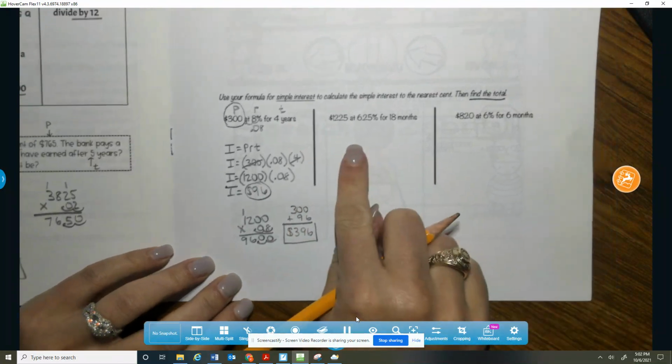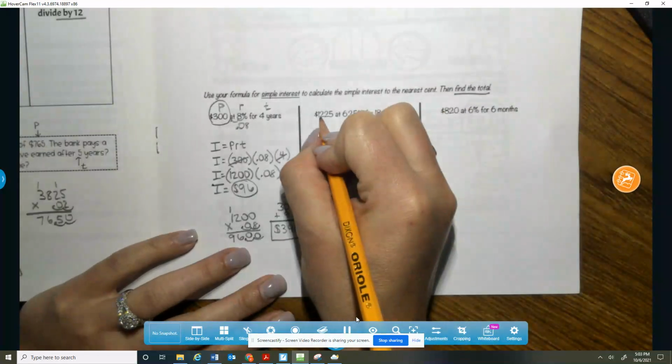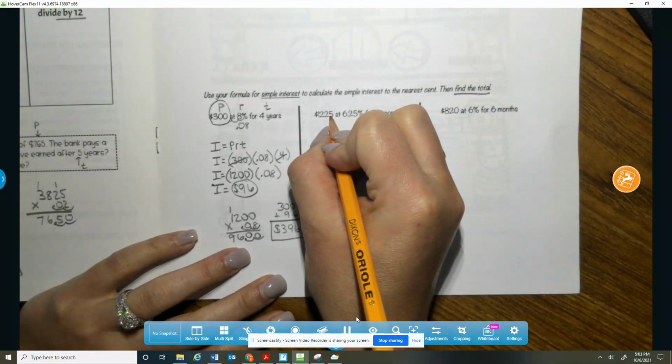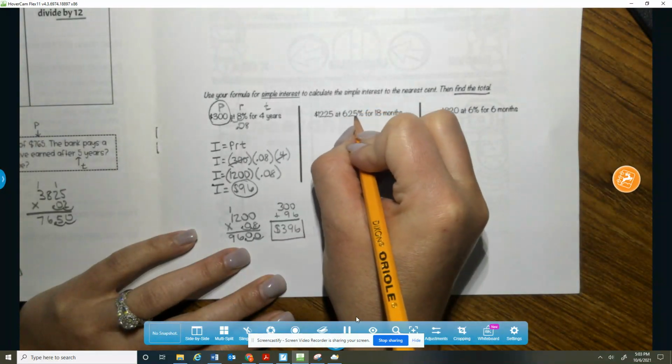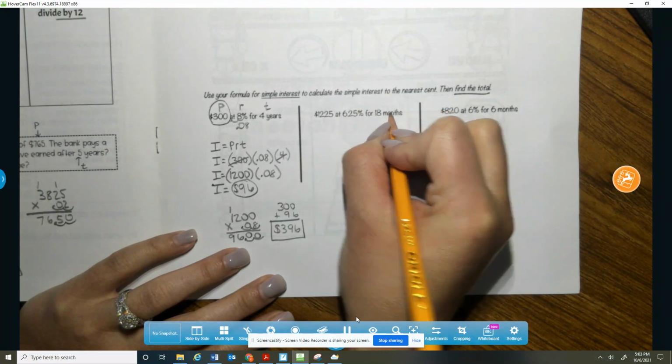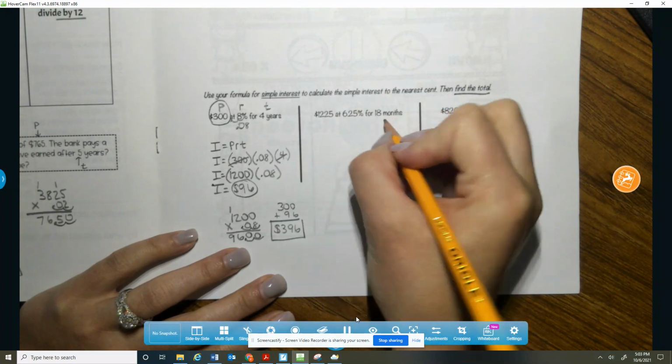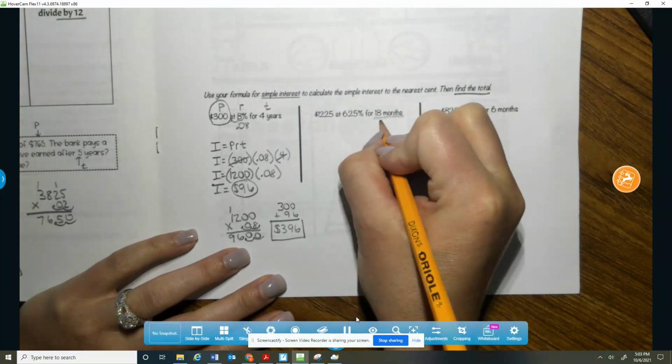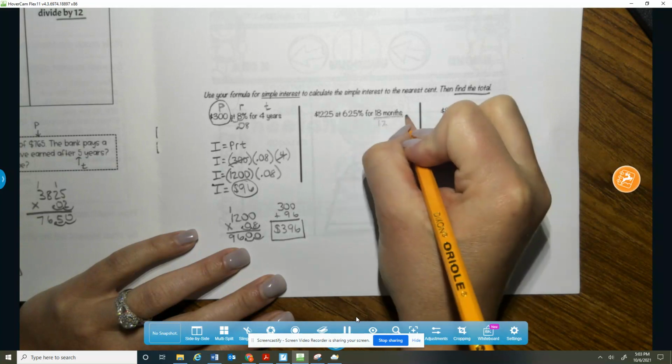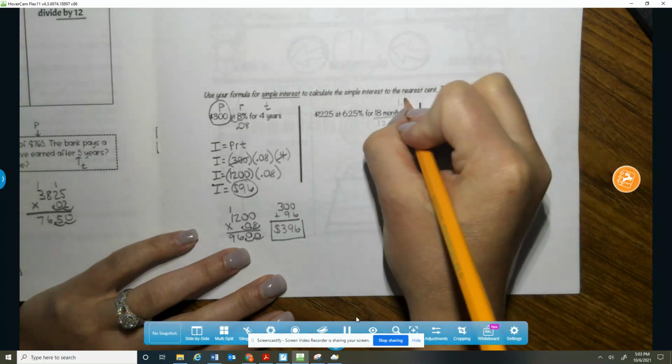Okay, let's go ahead and do another one. We're saving $1,225 at 6.25% for 18 months. Now notice this is in months, so remember in the first video it says that you have to divide by 12, which would give us 1.5 years.